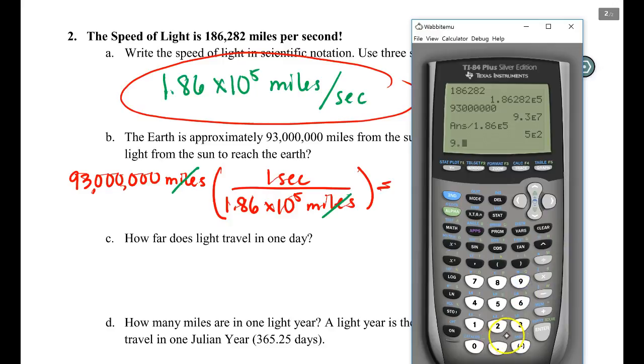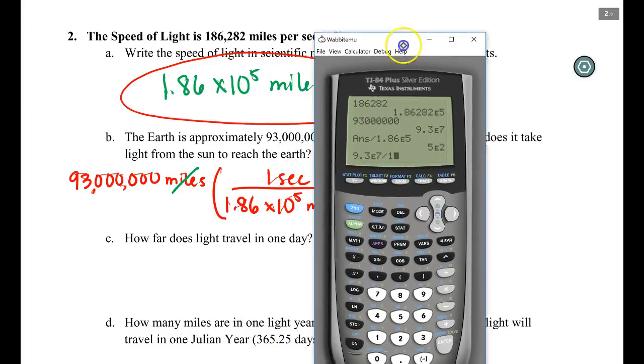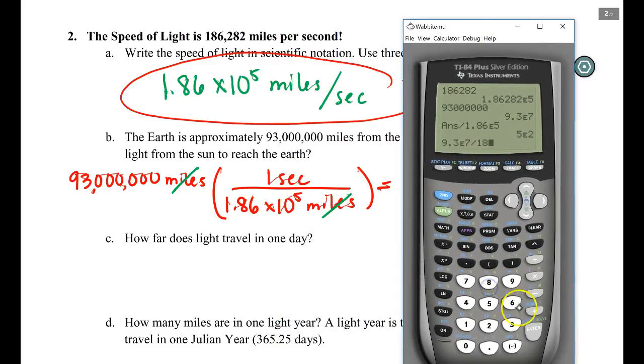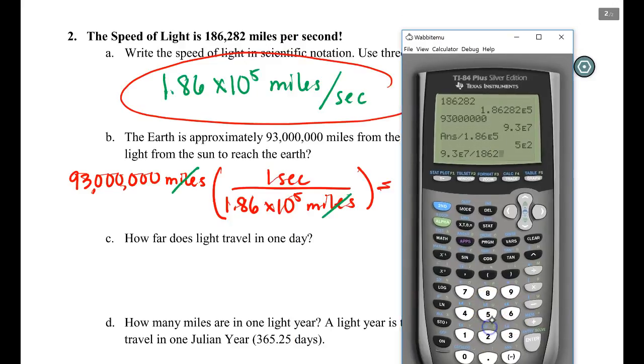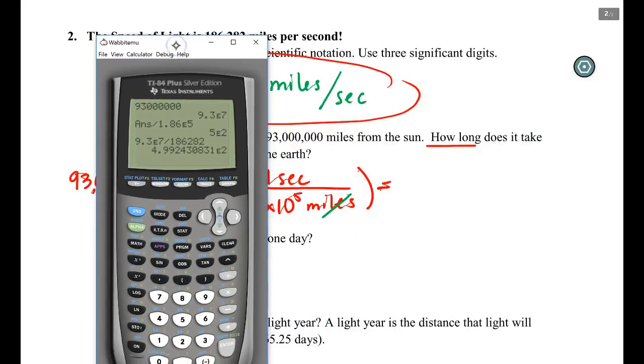If we use 9.3 times 10 to the 7 and divide it by the original amount, 1.86 times 10 to the 5, we get something a little bit different. So just throwing out that the rounding does matter.